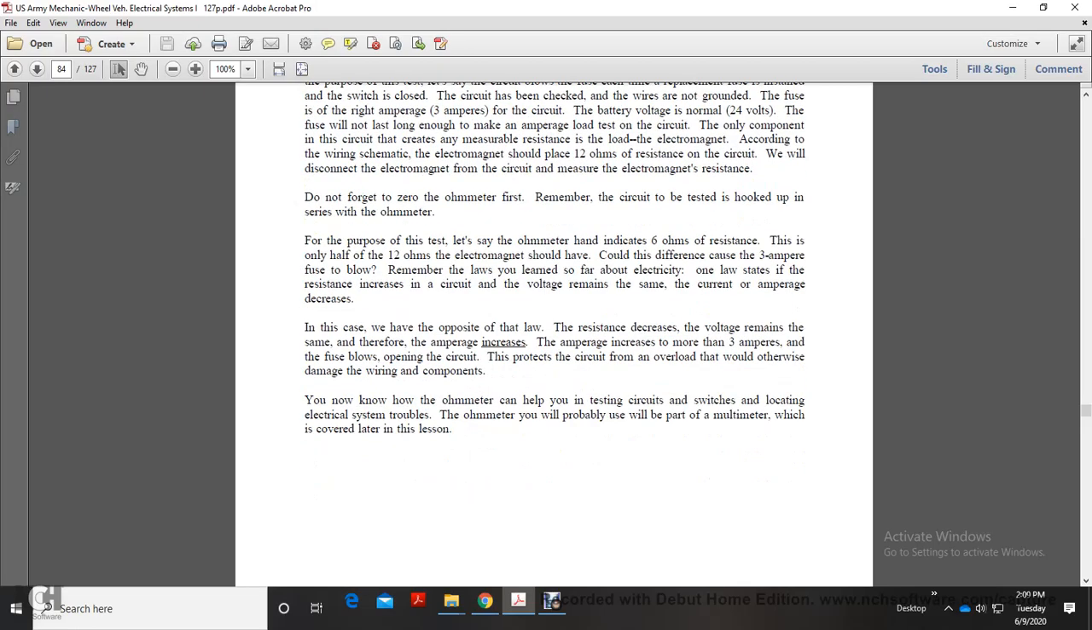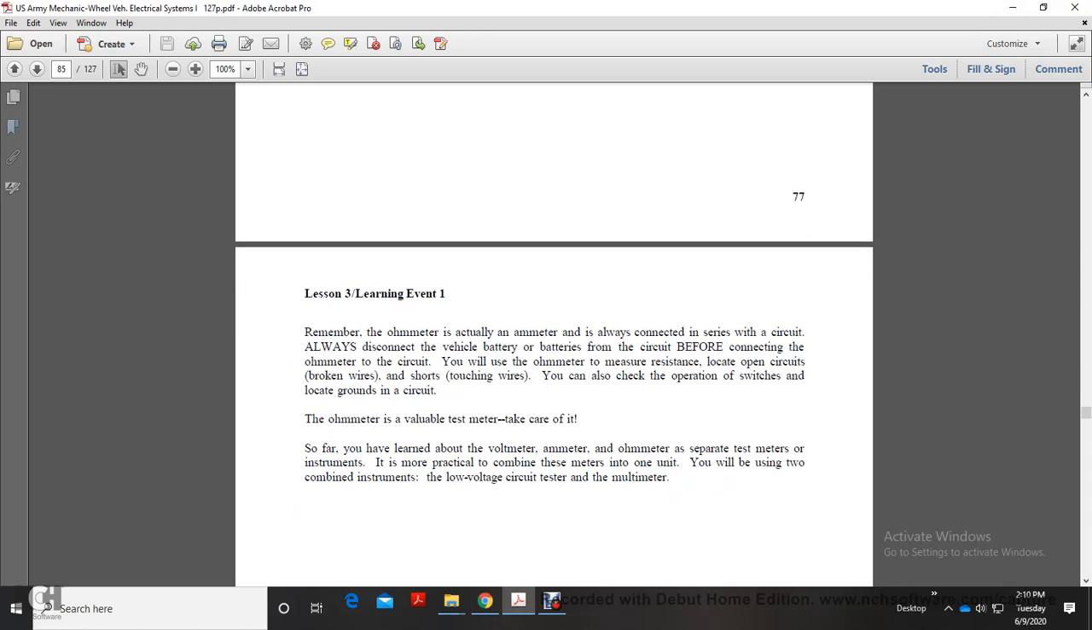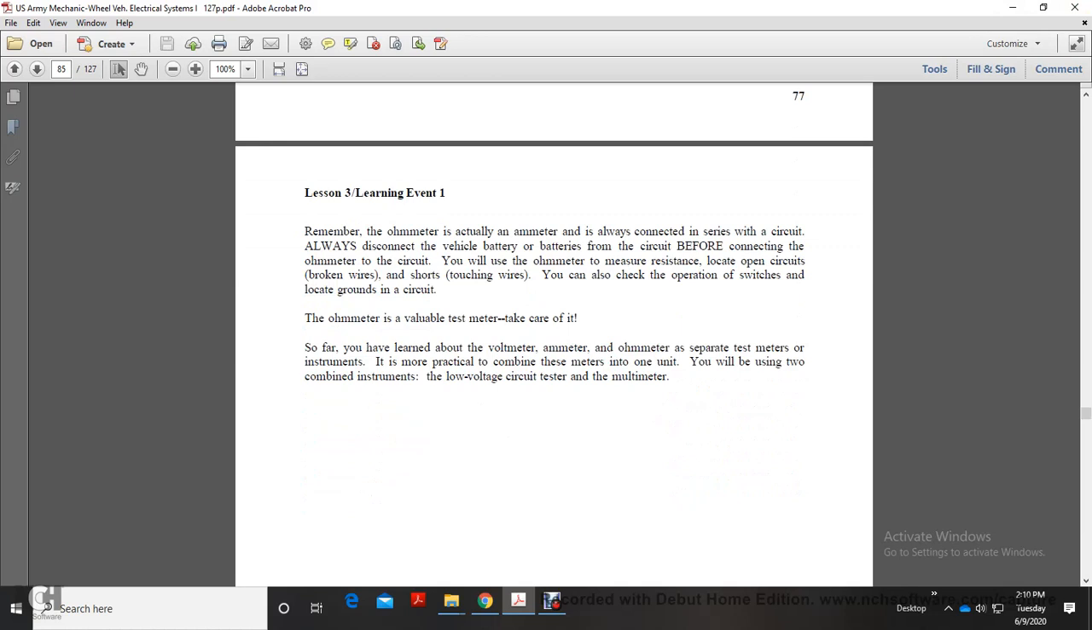You now know how the ammeter can help you test circuits and switches and locate electrical system problems. The ammeter will probably be part of the multimeter, which is covered later in this session. Remember, the ammeter is always connected in series in the circuit. Always disconnect the vehicle battery from the circuit before connecting the ammeter. You will use the ammeter to measure resistance, look for open circuits, broken wires, and shorted or touching wires. You can also check the operation of switches located in the ground side of the circuit. The ammeter is a valuable meter.